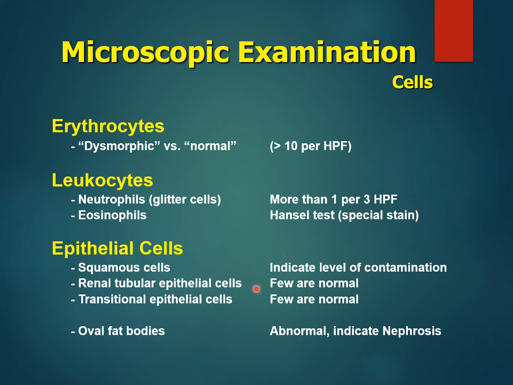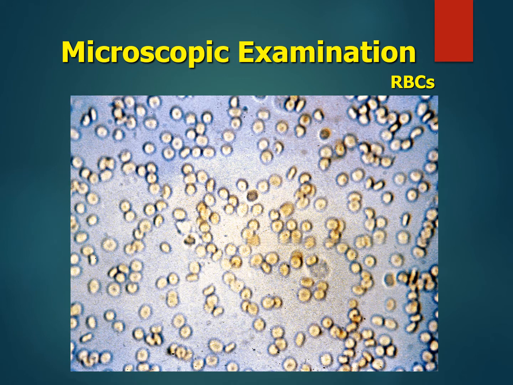Renal tubular epithelial cells, a few are normal. Transitional epithelial cells, a few are normal. I mean, less than two or less than three will be accepted, 0 to 3 is accepted. Oval fat bodies are abnormal and indicate nephrosis, like the nephrotic syndrome. Very important: if we see some fatty cells, think of nephrotic insult.